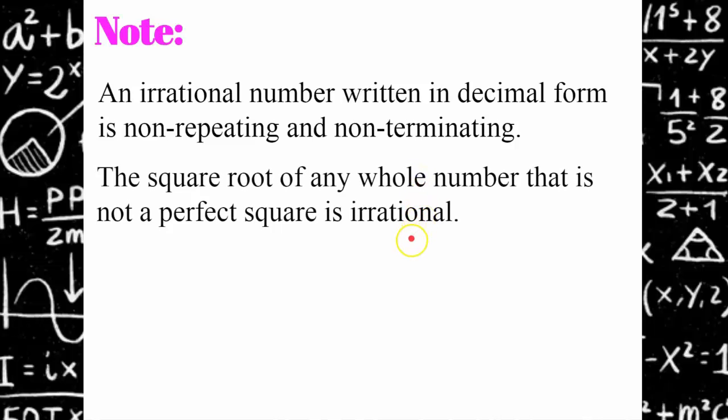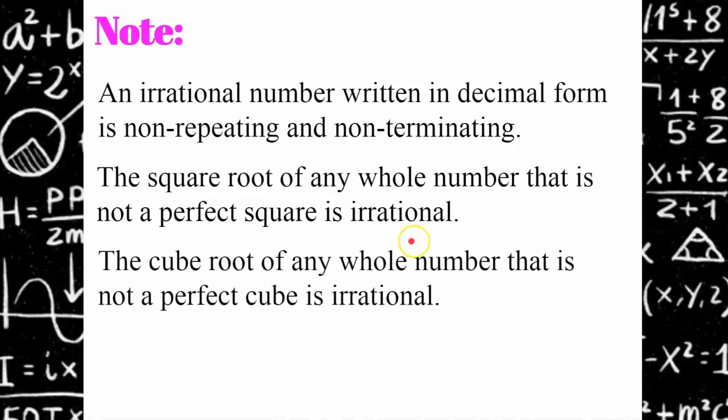The square root of any whole number that is not a perfect square is irrational. So any number that you cannot identify as a perfect square, like the square root of 2, is irrational. Square root of 3, irrational. The same applies for cube roots. The cube root of any whole number that is not a perfect cube is also irrational.